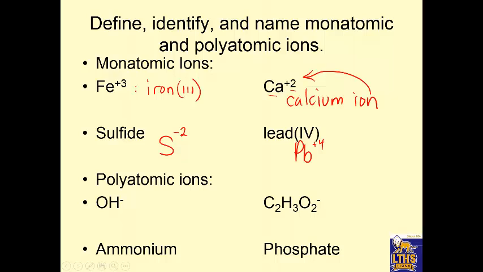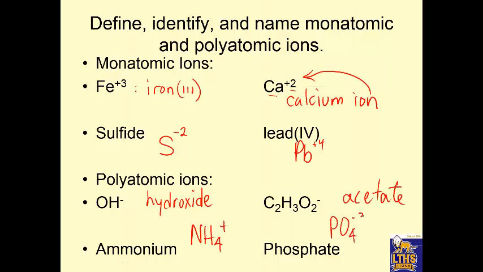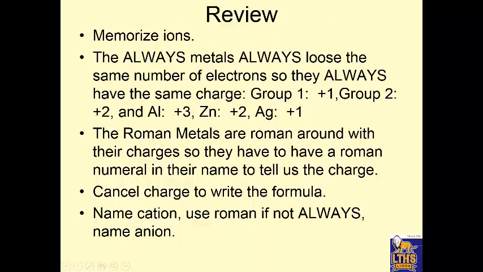Okay, polyatomic ions. How do I know this is polyatomic? Because it's got 2 different atoms in it. So I need to know its name. It's hydroxide. Yeah, memorized. OH negative. C2H3O2 negative. It's an ion. Which one? It's the acetate ion. Acetate. Okay, ammonium. NH4 plus. This is why we memorize them. Phosphate. PO4 negative 3. All right, moving on. Please, please memorize your ions.